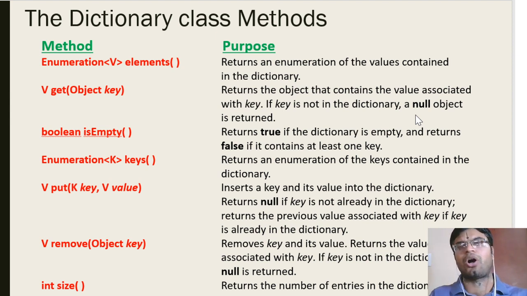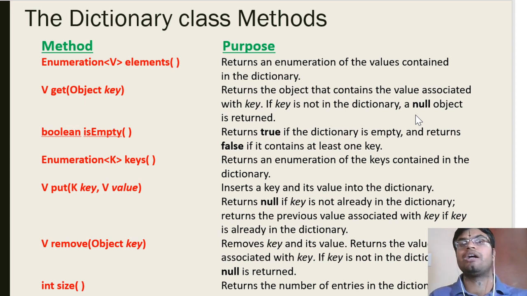Next we have another function called isEmpty. This isEmpty is basically to check if the dictionary is empty or not. If the dictionary is empty, it will return the boolean value true. If the dictionary is not empty, it will return the boolean value false.